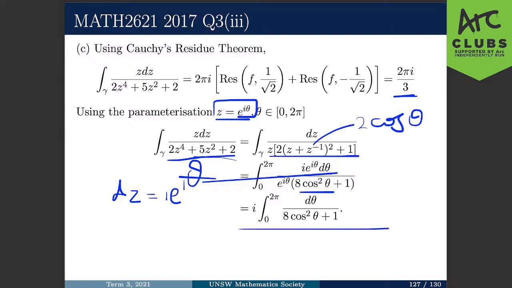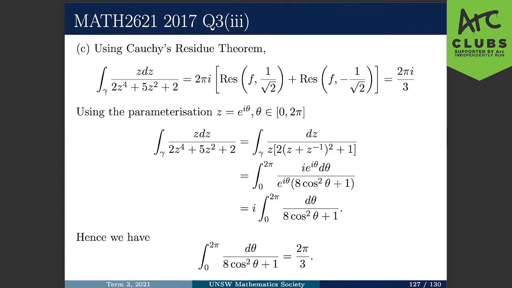So this is exactly what the question wants us to find. We already know that this integral is equal to this. So I can just cross off the i's, and we know now that the integral the question wants us to find is in fact just 2 pi on 3.